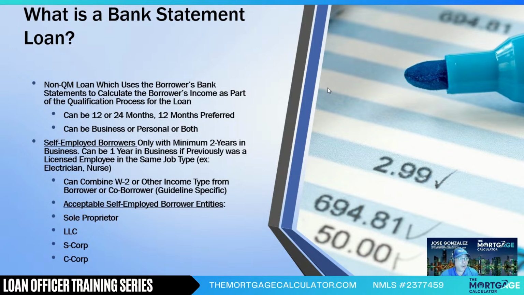Now, like I was stating, you can combine W-2 or other income types from the same borrower or from co-borrowers. However you're going to do that is guideline specific. And when I refer to guideline specific in this presentation or any other presentations, I'm referring to the option that you're looking at for funding of this loan. That's going to have certain guidelines, so you have to review that and make sure that your loan conforms to all the guidelines for that specific option regarding when you're combining income types.